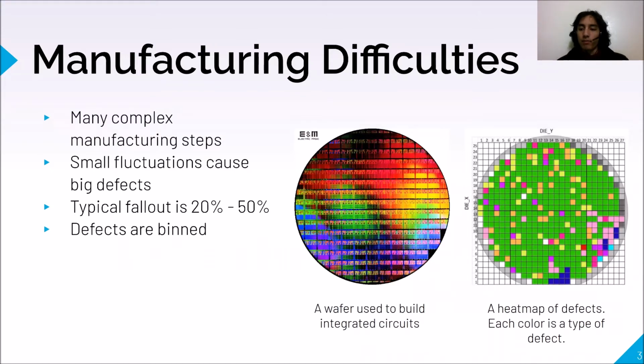On the right, we have a heat map of the defects, with each color representing a different kind of defect for an integrated circuit. The orange, for example, may represent a small scratch, in which case the IC would be thrown out. But the pink may represent a memory issue. In that case, these ICs would be sold as a lower performance product at a lower price. The process of categorizing ICs based on performance is called binning.